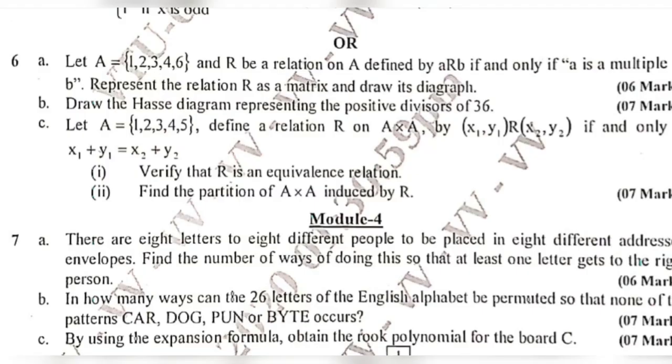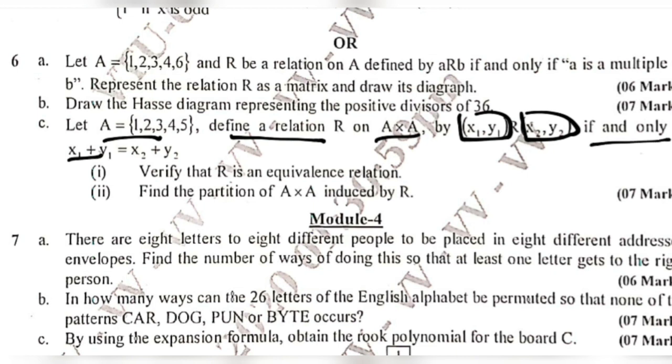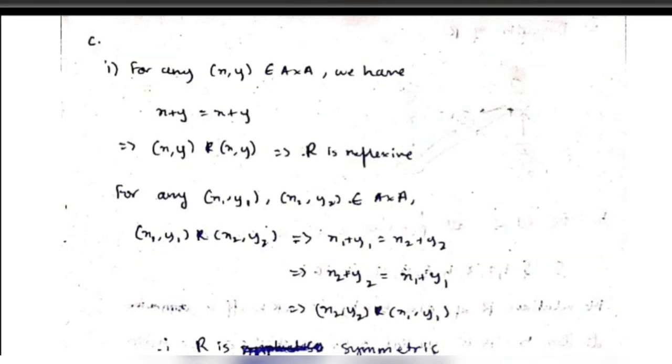The next question, we have been given a set and defined a relation R on A cross A: (x1, y1) is related to (x2, y2) if and only if x1 plus y1 is equal to x2 plus y2. Now we have been asked to find out two things: verify that R is an equivalence relation and find the partition of A cross A induced by R. Now for the equivalence relation we need to prove three things, which is reflexive, symmetric and transitive.